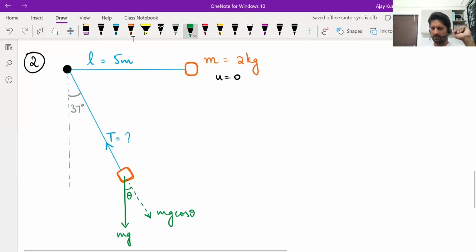Or others also, if you have any ideas, you can share. How can we calculate tension at that position? Or if any of you can tell me why they will not be balanced. Actually they are not balanced. Tension is not equal to mg cos theta. Why?